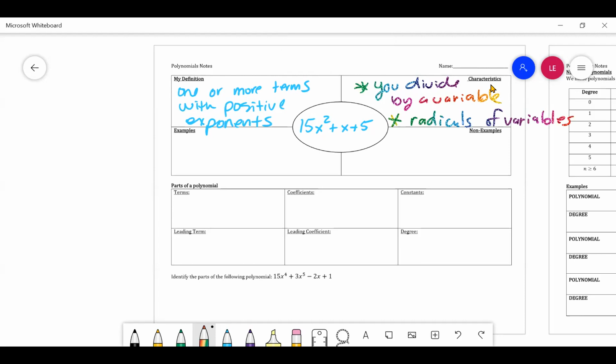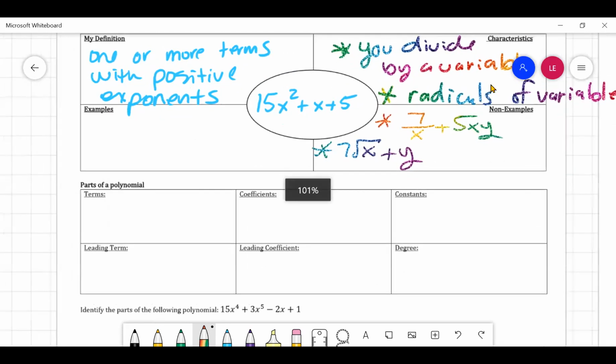So when you're doing the Delta Math, if you have something like 7 divided by x plus 5xy, that's not a polynomial because you're dividing by x. You cannot divide by a variable. Another thing you cannot have is the square root of a variable. You can take the square root of a number. So if I had 7 square root of x plus y, that's not a polynomial because you're taking the square root of x.